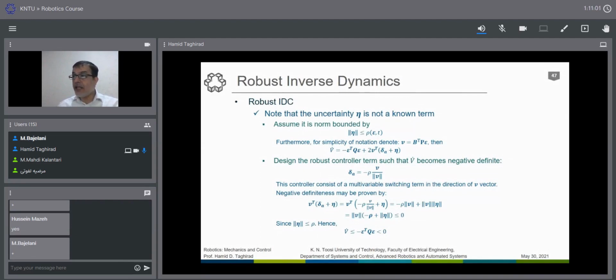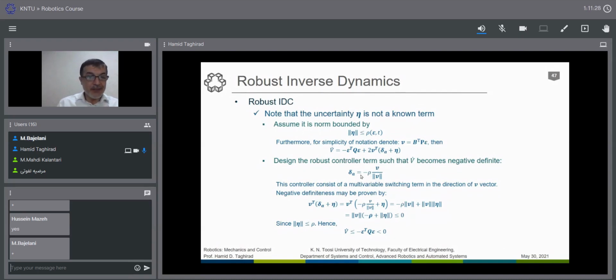If it was a scalar, a scalar value divided by its absolute value gives the sign of the value. So it is a relay controller, an on-off controller, a bang-bang controller that we usually use. And this bang-bang controller is multiplied by the rho, the maximum value of the uncertainty.